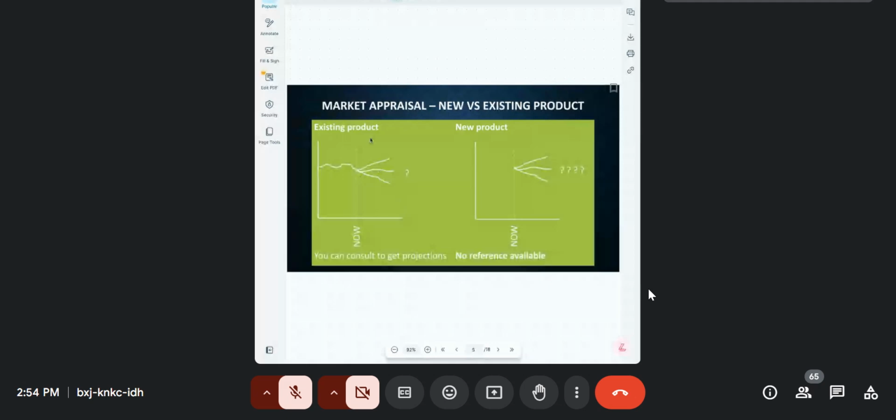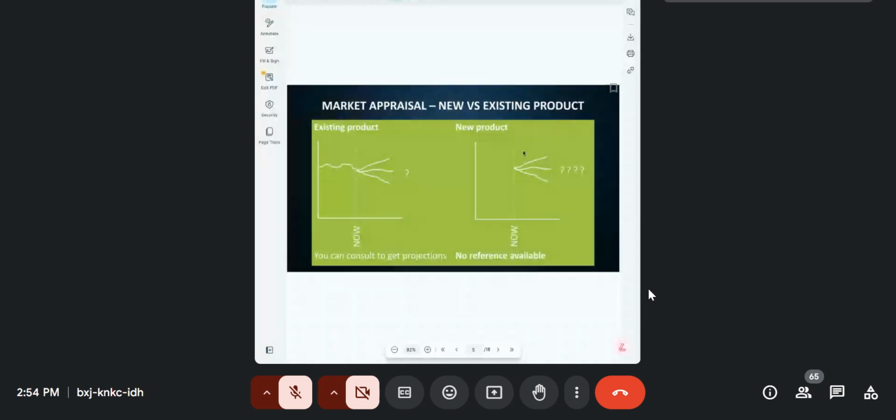Now, it being an existing product, you can consult the projections since you have the numbers to enable you to get a good prediction of where the particular product would be going.